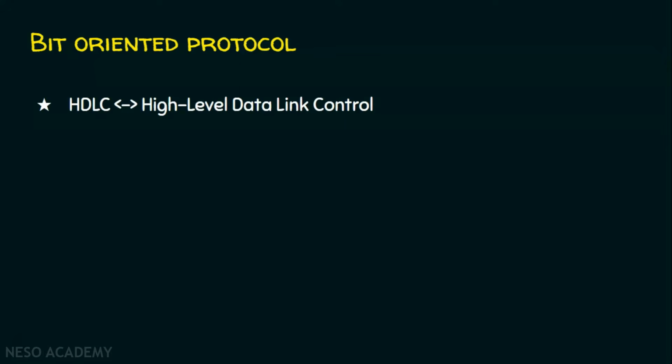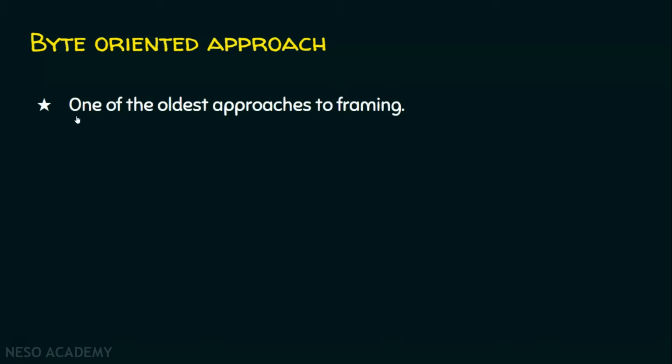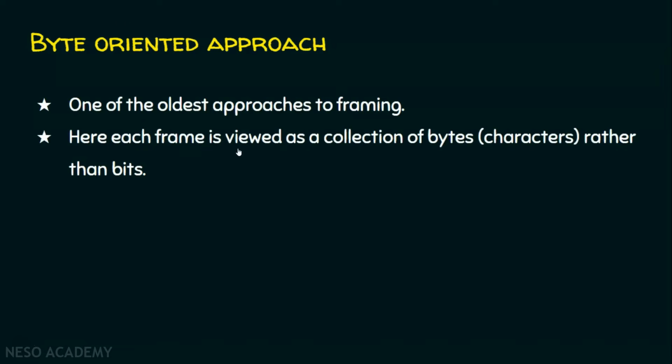So far we have seen about bit-oriented protocol and bit-oriented approach. Now let's move on to byte-oriented approach. In byte-oriented approach, we know that everything is viewed as bytes. It is one of the oldest approaches to framing. So here, each frame is viewed as a collection of bytes or characters rather than bits. When we talk about characters, it is of 8 bits. When there are 8 bits, we can call it a byte, 1 byte. In the byte-oriented approach, everything is viewed as bytes. Since it is dealing with bytes or characters, it is also known as character-oriented approach.